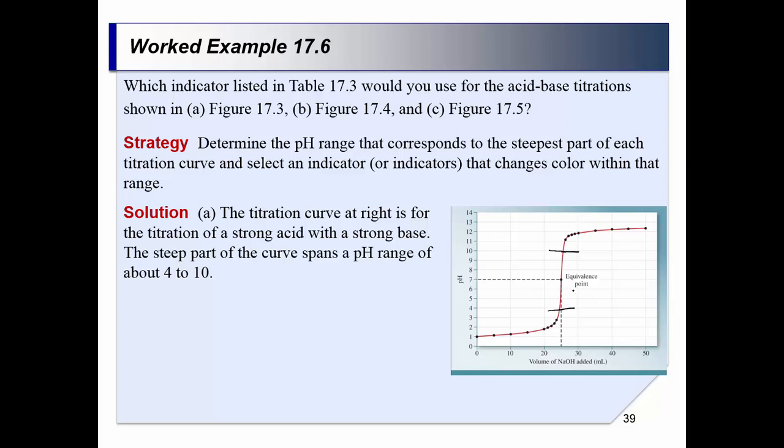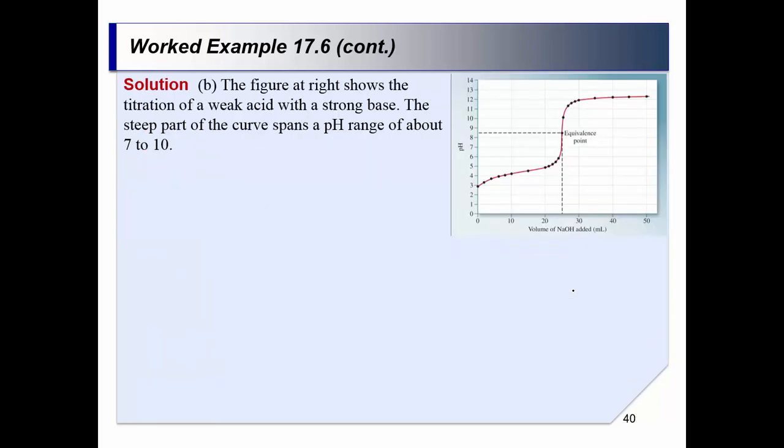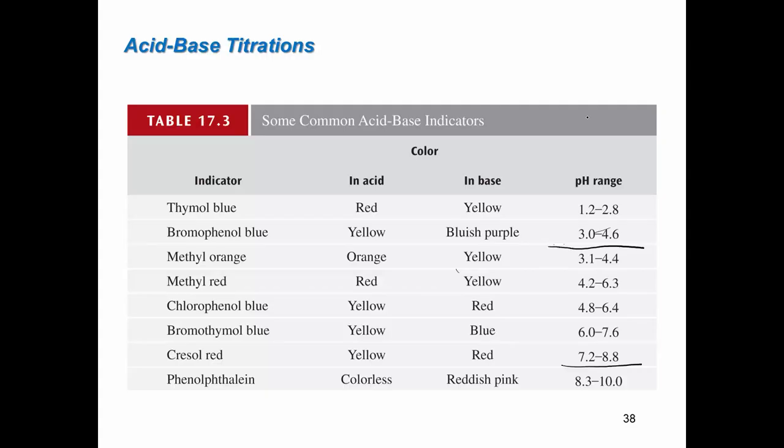Now for B, this is the second figure that we're looking at. And so we're looking for a pH change between around 6 and, I don't know, around 10. So 6 to 10. And of the ones that we were looking at in that table, so now we're looking at something here. So we're looking at bromothymol blue and cresol red. It's possible to even use phenolphthalein for that instance.